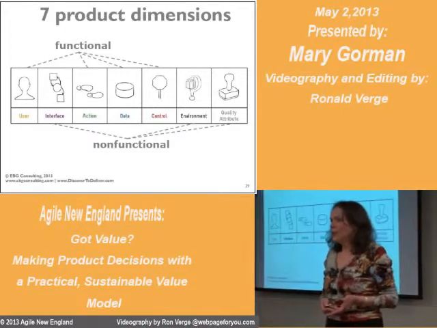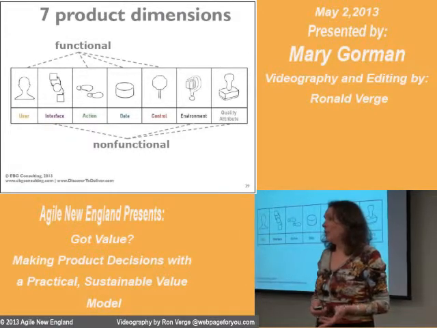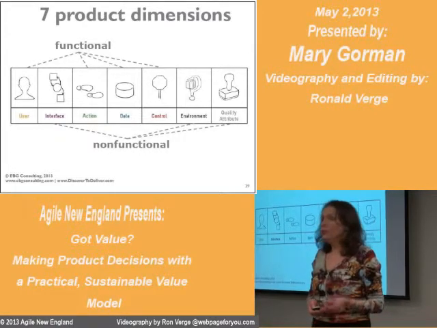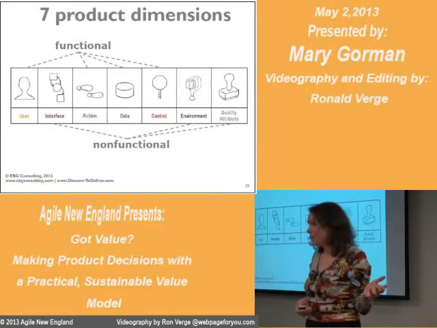So the question is, when you're looking at product options, are you looking at those options holistically? Are you exploring and evaluating all 7 dimensions?